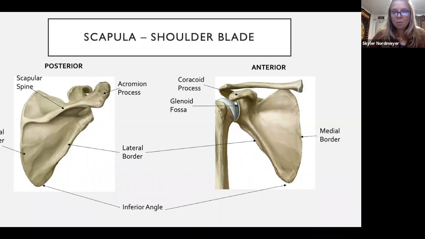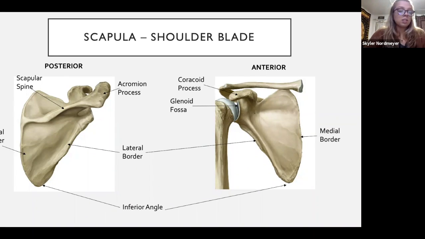And in all parts of anatomy, you always need to know the lateral, the medial, wherever it is. So the scapular spine goes to the medial border, which is straight down, and then it goes all the way down to the inferior angle to make this triangle. And then this horizontal part is the lateral border.